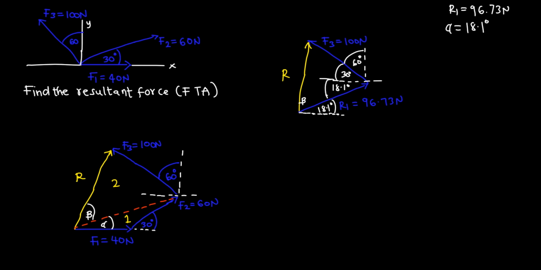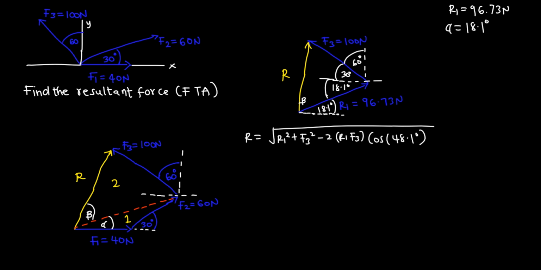So now the angle opposite to the resultant force R will be 30 degrees plus 18.1 degrees, and then that gives us 48.1 degrees. So we are going to apply the cosine rule here. We are going to have R equal to the square root of R1 squared plus F3 squared minus 2 R1 F3 cosine of the angle, which is 30 degrees plus 18.1 degrees, and that gives us 48.1 degrees.